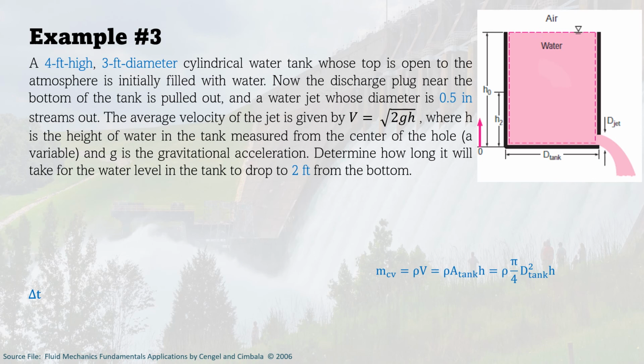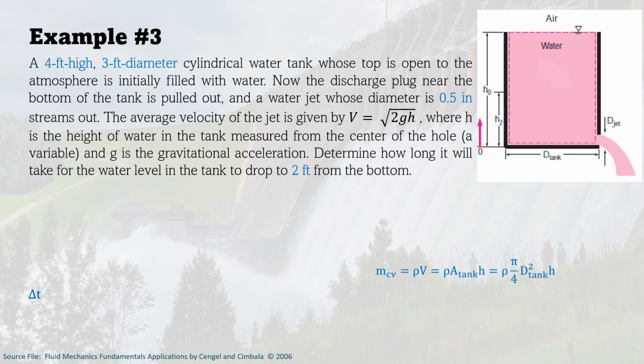So this will be our control volume, this portion here, this system of water. Now the discharge plug near the bottom of the tank is pulled out, and the water jet, whose diameter is 0.5 inch, streams out, as you can see here. The average velocity of the jet is given by the equation square root of 2gh, where h is the height of the water in the tank measured from the center of the hole, so the center of this jet diameter to a variable height h, and g is the gravitational acceleration.